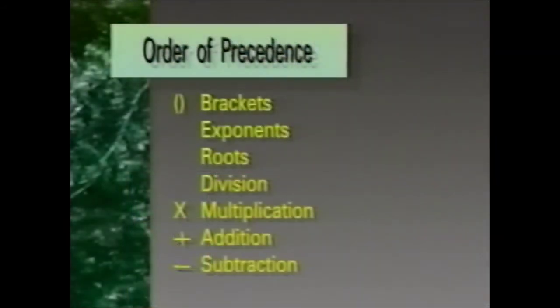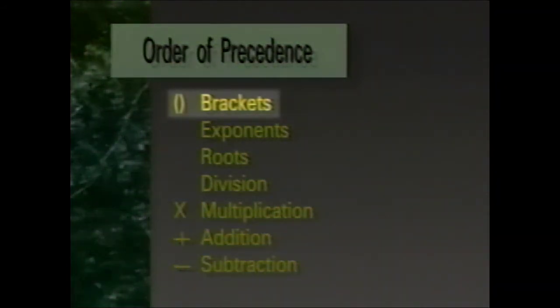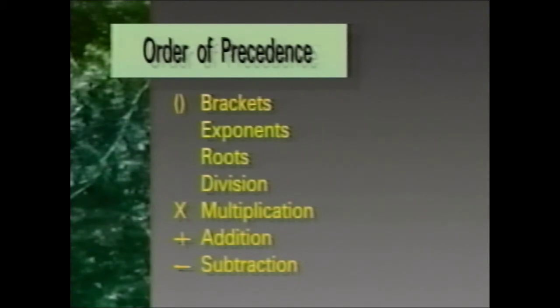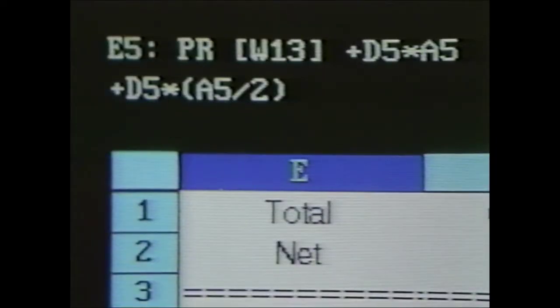When a formula is evaluated by 1-2-3, the terms within the formula are calculated in a specific sequence known as the order of precedence, which is brackets, exponents, roots, divisions, multiplication, addition, and subtraction. This order of precedence has a definite effect on the outcome of many calculations. To override the order, use parentheses to bracket parts of the formula which need to be calculated first.